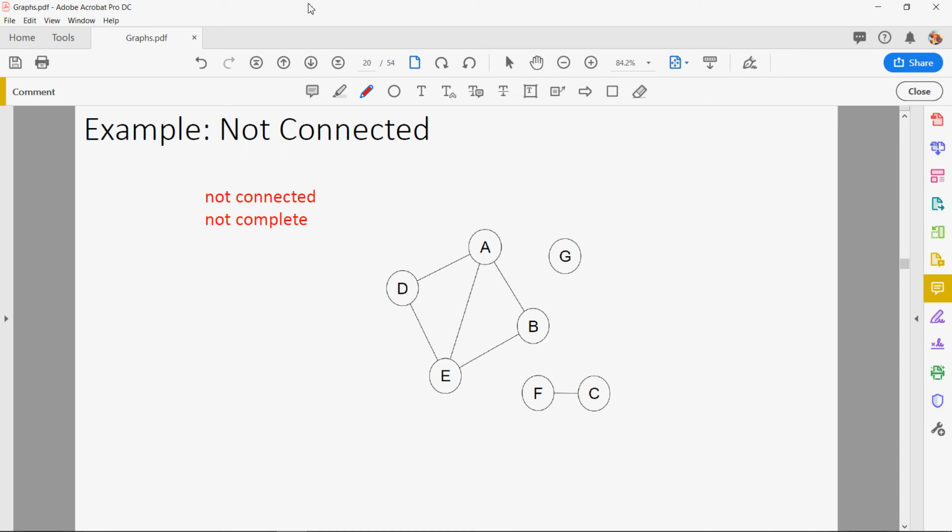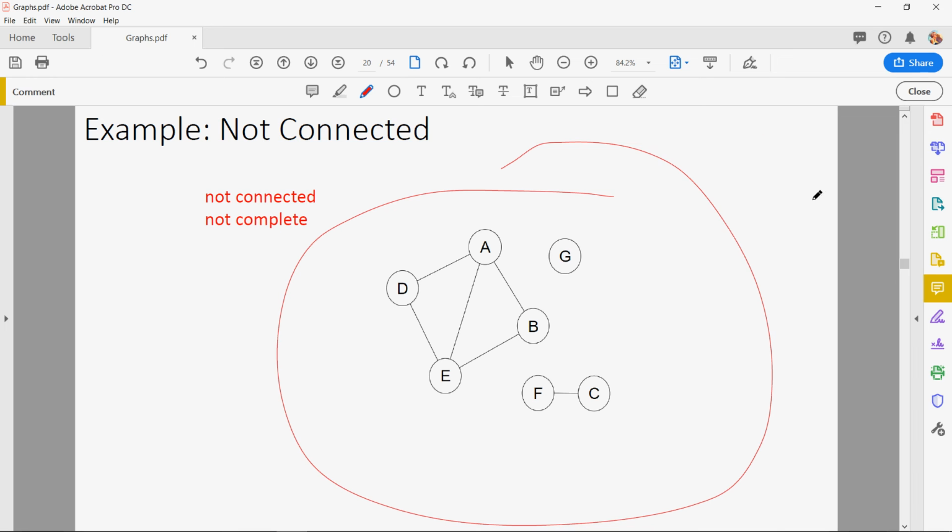Here is an example of an unconnected graph. This is a graph that has 1, 2, 3, 4, 5, 6, 7 vertices. All of these vertices are part of the graph. It's just that some vertices are not connected to other vertices. There is no path between them. So it's an unconnected graph. And of course, if it's not connected, it's definitely not complete. This sort of subgraph is connected, but the whole graph is not. So there is no way to get from G to E. There's no way to get from F to G. Okay, so this graph is not connected.